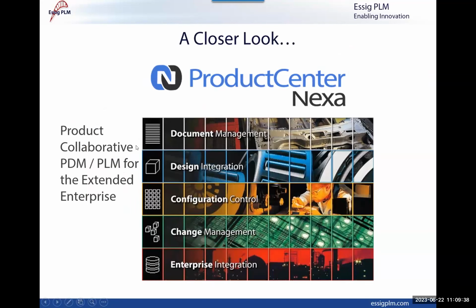So basically, if we had to put a layer as to how this is typically implemented, this is often reversed or modified, but in general, document management, then we go to design integration. Hey, can I start to get my CAD tools talking to and from my assemblies, my parts, my drawings? So design integration into ProductCenter Nexa. From there, we go to configuration control. So you want to have release management, technical specifications, DFMEAs, all of that stuff you might want to have related.